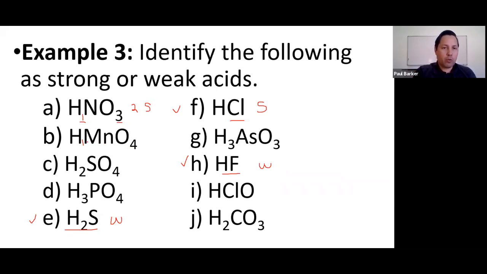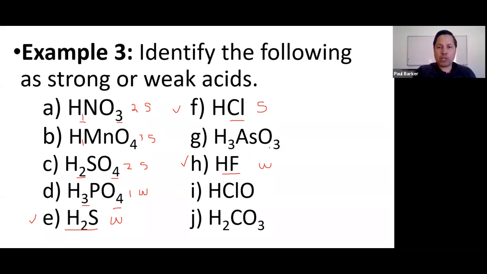This, 4 minus 1, that gives me a 3. So therefore, 2 or more is strong. This is strong. 4 minus 2 gives me the answer is 2. So this is also strong. But 4 minus 3 is a 1. 1 or less is weak. So this will be a weak ternary acid.